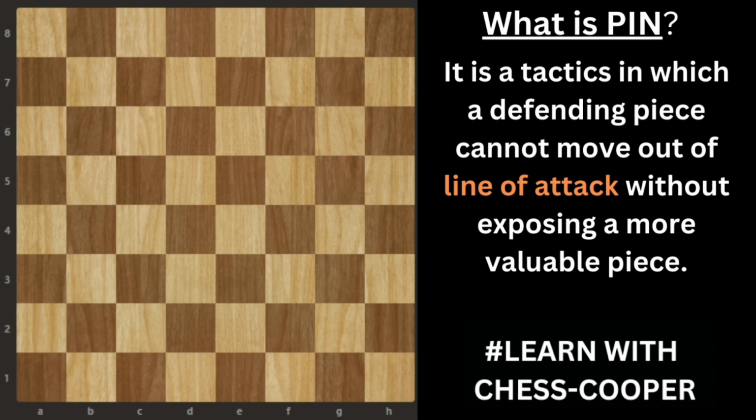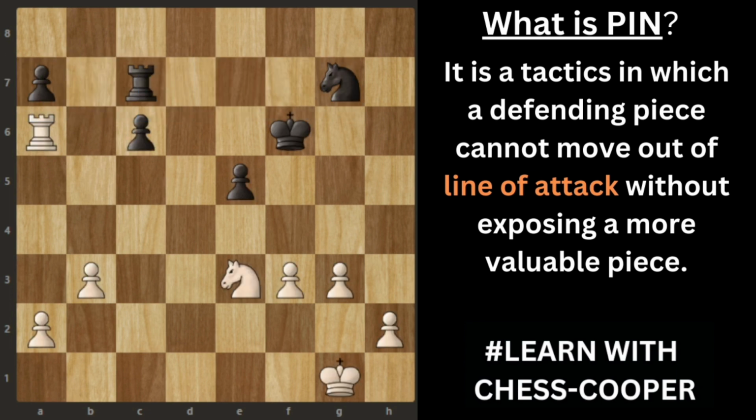Now let's do a few puzzles, and these puzzles range from easy to hard. So try to pause your video while doing these puzzles. This is our first puzzle, and it is white to move. Your aim is to find where the pin is and how to exploit it. If you spot the answer, then do comment in the chat. So let's see the solution.